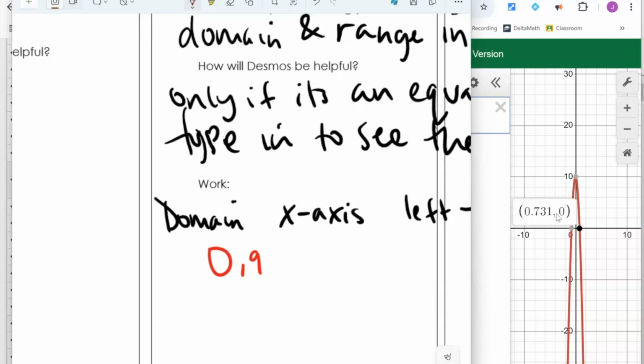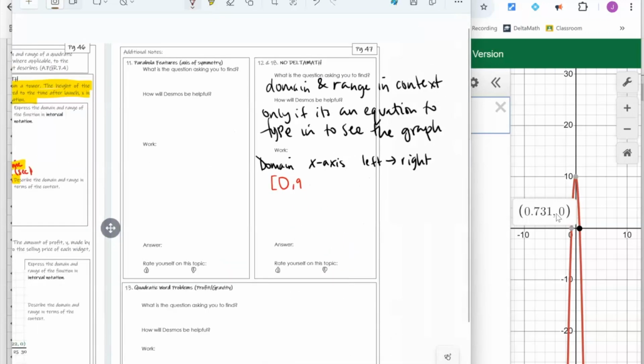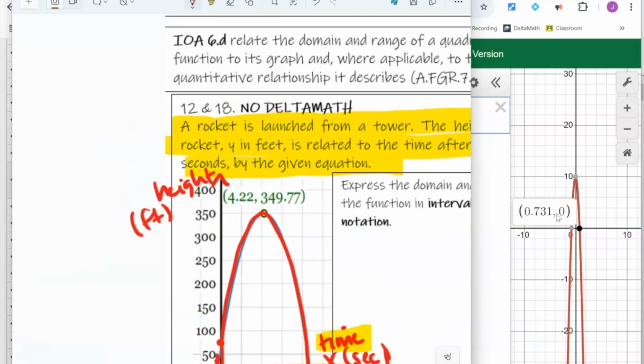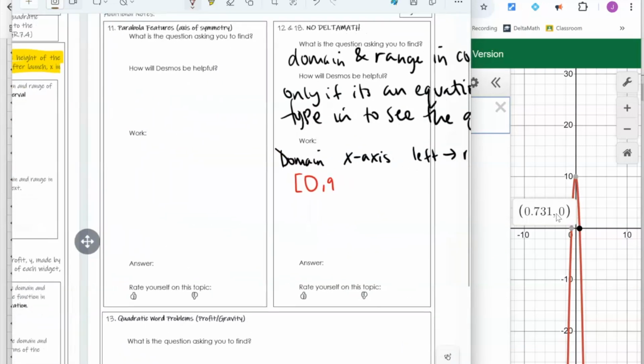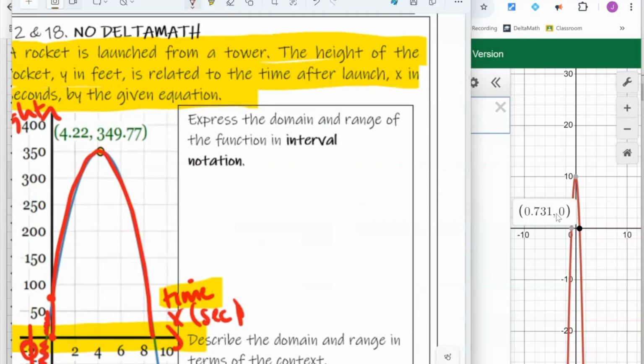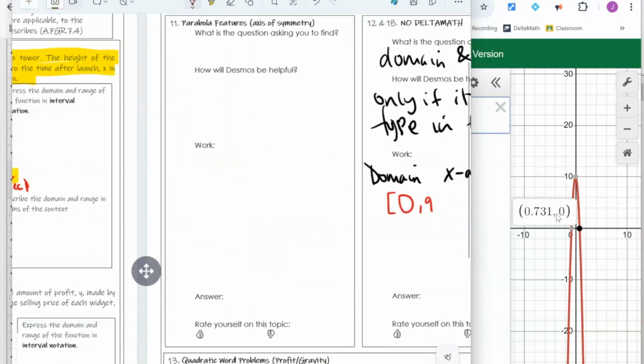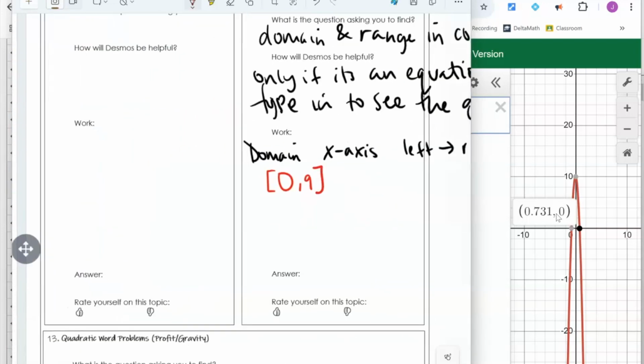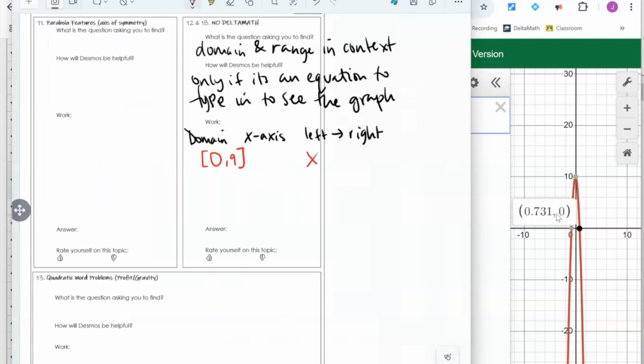Now, does it include 0? Yes, because I can have 0 seconds, and the height at 0 seconds is what? Something about 50, that looks like halfway, about 75. So yes, I can have 0. Can I have 9 seconds? Yes, because my height is 0. So I can have that in this notation, or I can write it in this notation, because I'm including, I put the equal sign, 0 to 9.